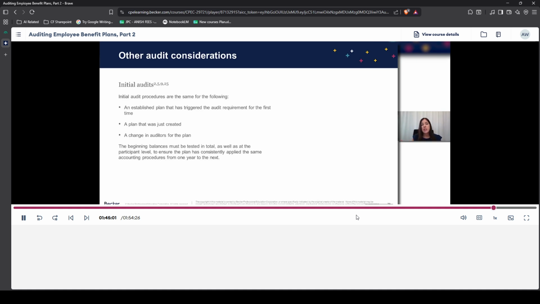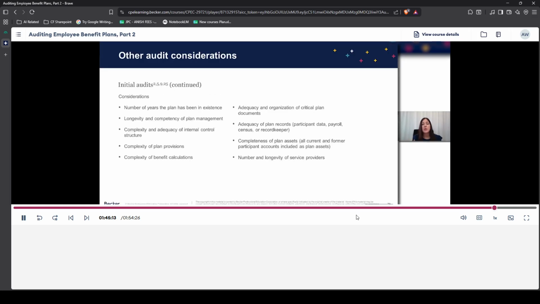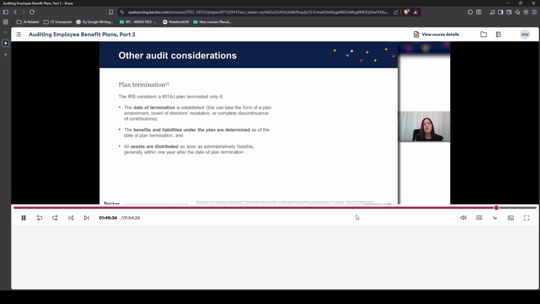So how far back you have to go to test beginning balances, that's based on your professional judgment. I would generally go back about 3 years, depending on facts and circumstances. But you do have to perform procedures to test those beginning balances. So the considerations for how far back will include how long the plan has been in existence, the longevity and competency of plan management, have there been any changes in service providers, the adequacy and organization of plan records. All of those are factors to be considered with how far back you need to test those beginning balances.